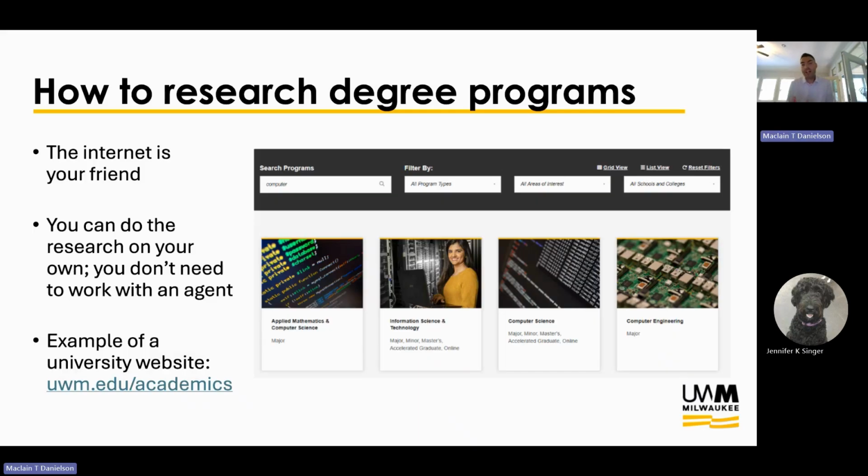And once a student has more of a specific idea of the area in IT in which they want to study, most universities in the United States will have pages on their website where students can search and filter to specific programs that are offered within that school. And we've included here a picture of an example of our website where you can see students can search programs, they can filter, and they can see specific programs in addition to what types of degrees are offered at UW-Milwaukee.